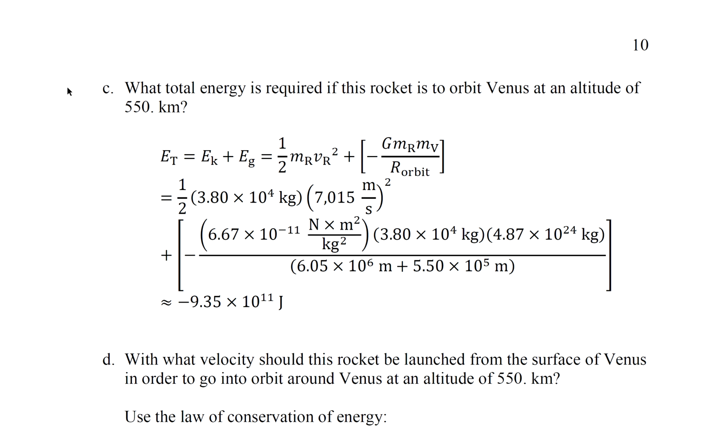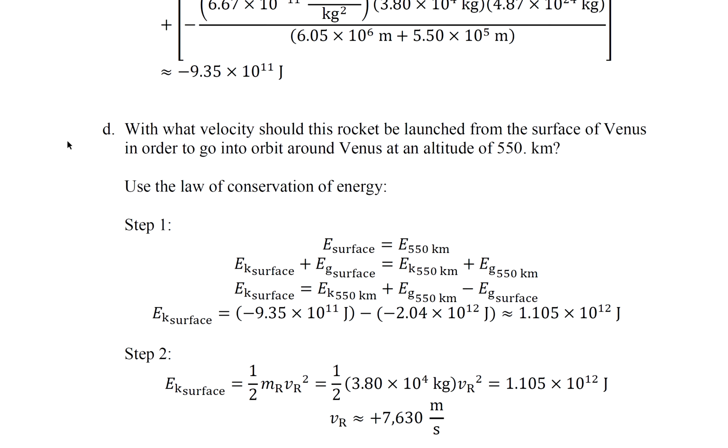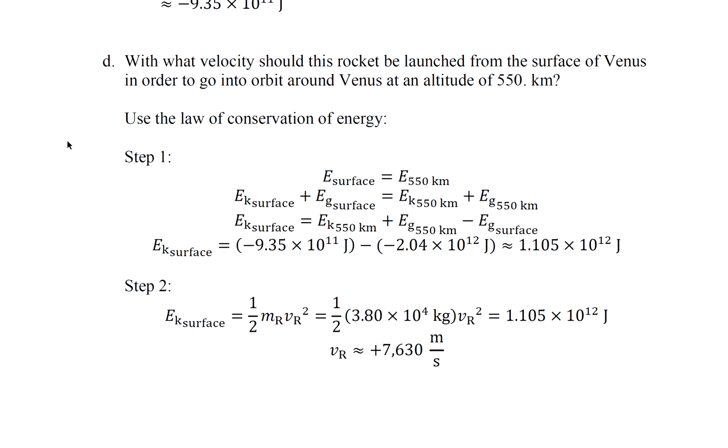Part B gave us the velocity, so we could just plug that into 1/2 mv squared. Part D, with what velocity should this rocket be launched from the surface of Venus in order to go into orbit around Venus at an altitude of 550 kilometers?